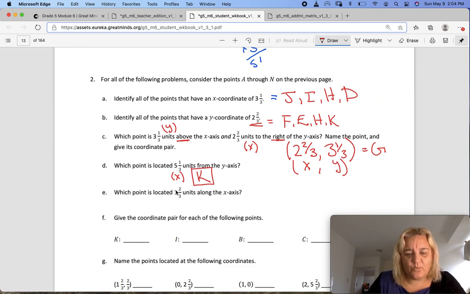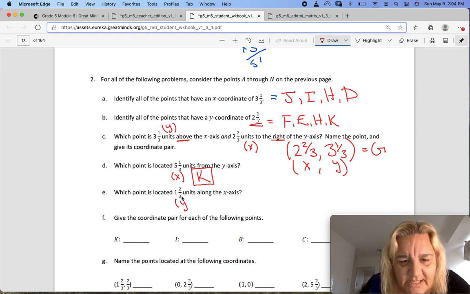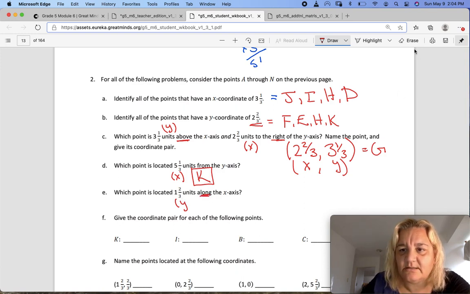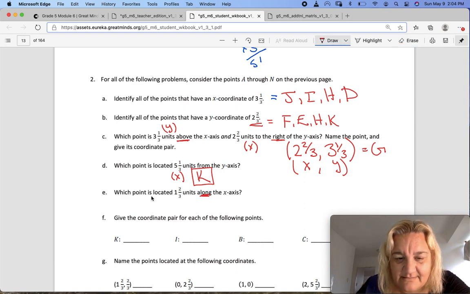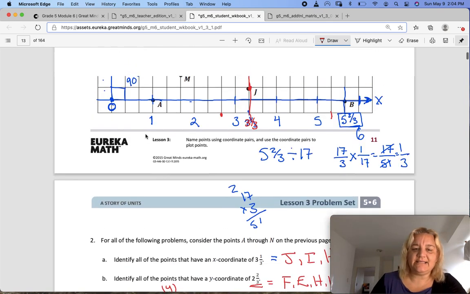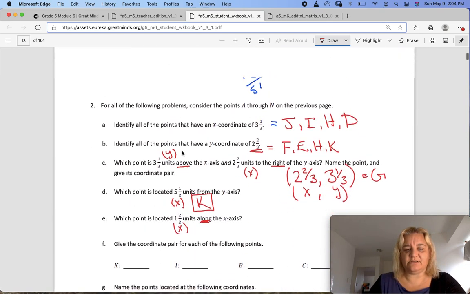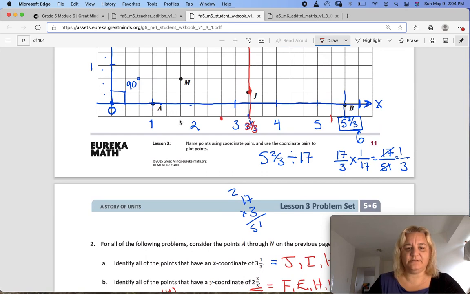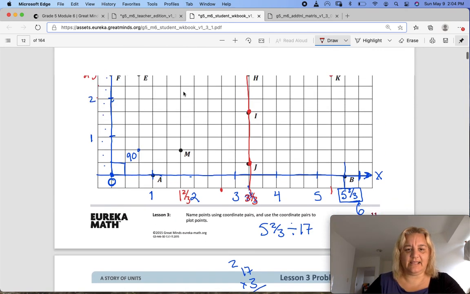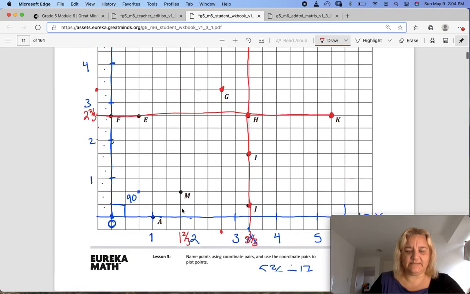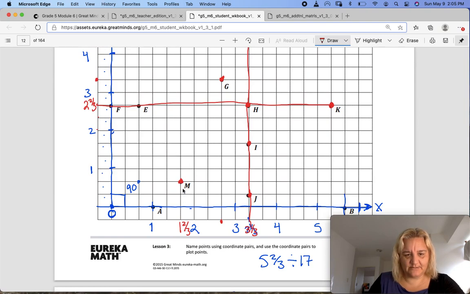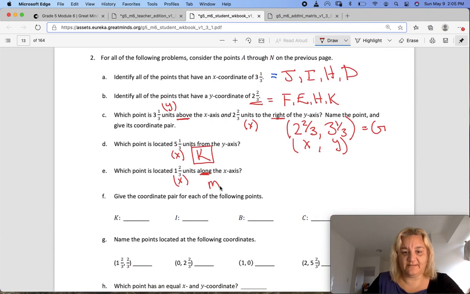Which point is located 1 2/3 units along the x-axis? So that's our y. Wait a minute, which point is located along? Ooh, be careful, along. That means it's an x. I was convinced that they were going to give you a y, and I was guessing. 1 2/3 units along the x-axis. So if it's on the x-axis, right, it's 1 2/3. So 1 1/3, 2/3, 1 2/3. And the only point I see along that line is M, right? Be careful, they were kind of trying to trick us on that.